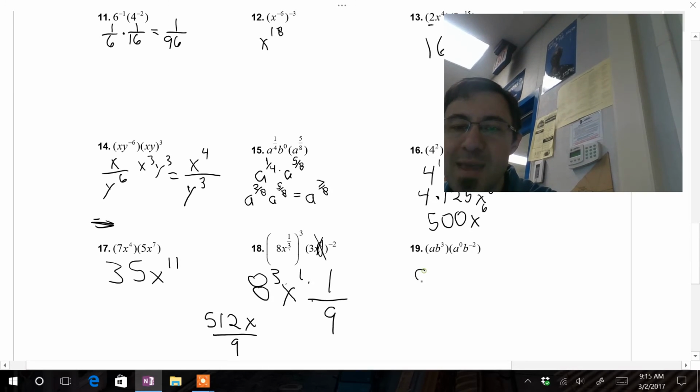19. I'm going to be left with a, because a to the 0 becomes 1, and b to the third and b to the negative 2 leaves you with just a b, so the answer is AB.